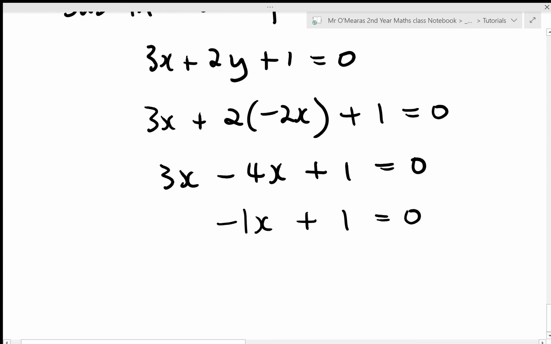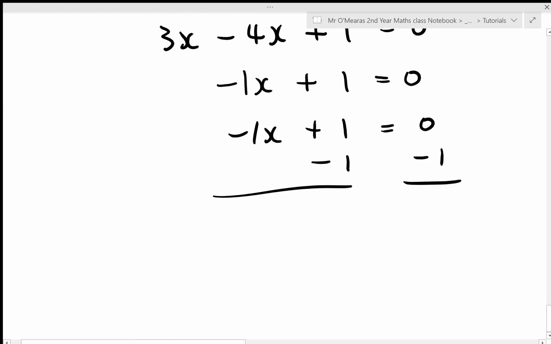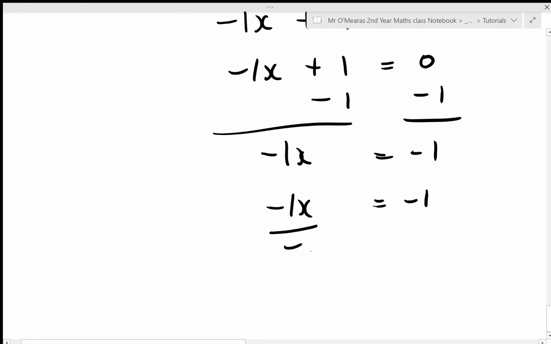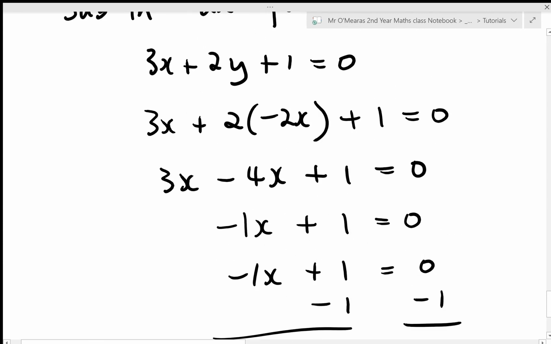We want to get x on its own, so we're going to subtract 1 from both sides. So we end up with minus 1x equals minus 1. Then we still need to get x on its own, so we're going to divide both sides by -1. So we end up with x equals 1. Not finished. We just need to make sure that we find out what y is.